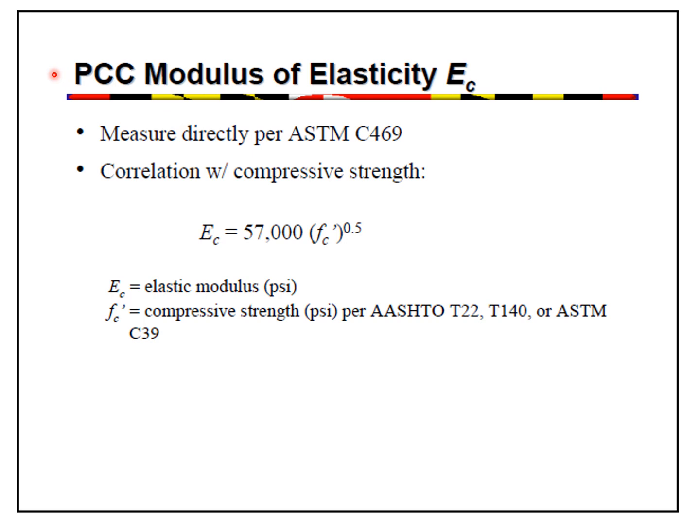Well, PCC modulus of elasticity, E sub C, is measured directly per ASTM C469. Correlation with compressive strength is available, like you can see here: elastic modulus in PSI is equal to 57,000 times the square root of Fc prime, where Fc prime is the compressive strength in PSI per AASHTO T22, T140 or ASTM C39.